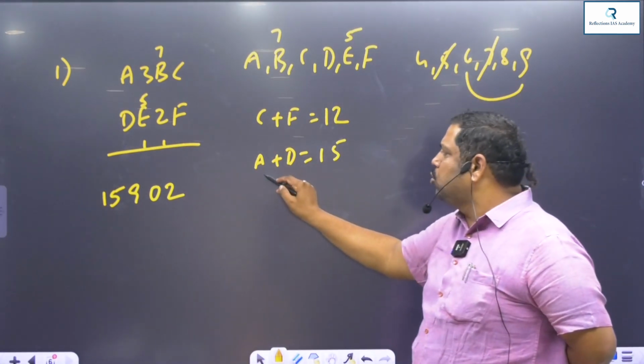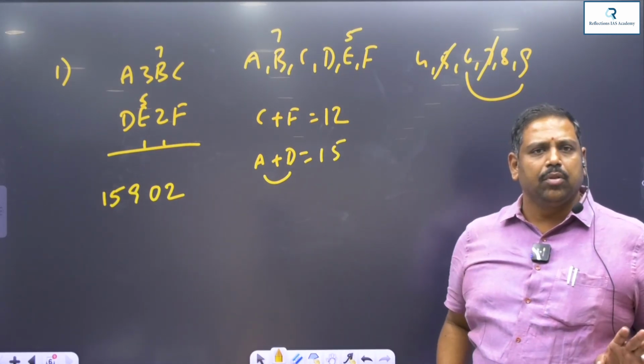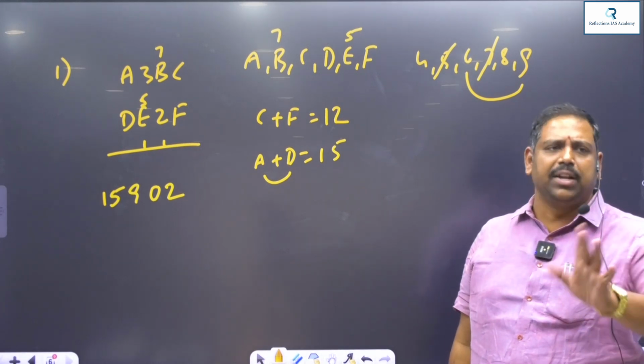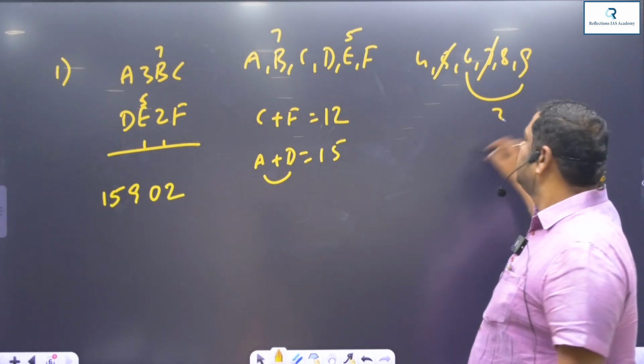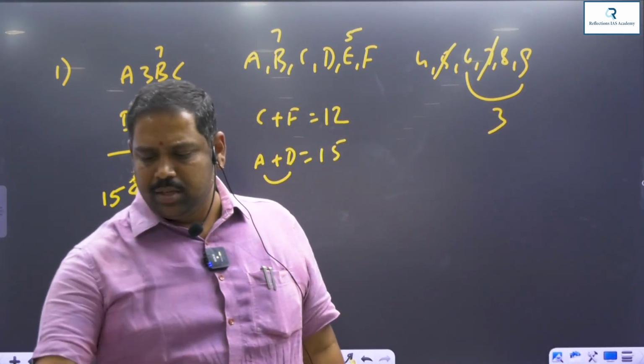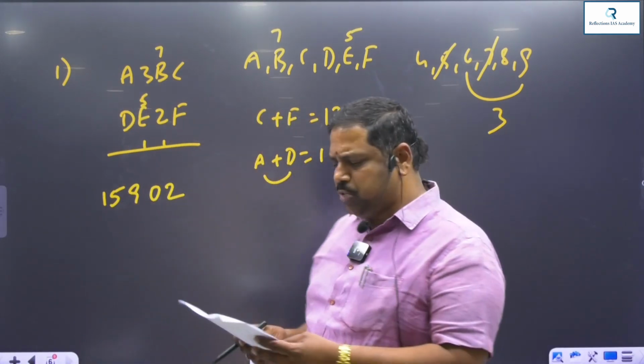Means A and D together take the values 6 and 9. I don't know which is 6 and which is 9, and he is also not asking which is A, which is D. He is just asking the difference. What's the difference here? 3. So 3 means which option is the answer? C is the answer. Got it, all of you? Right. The next question is much more funny.